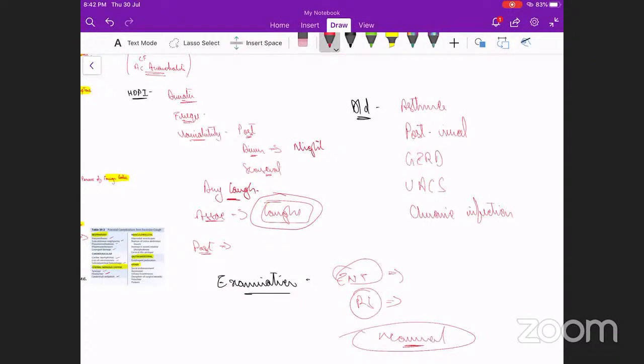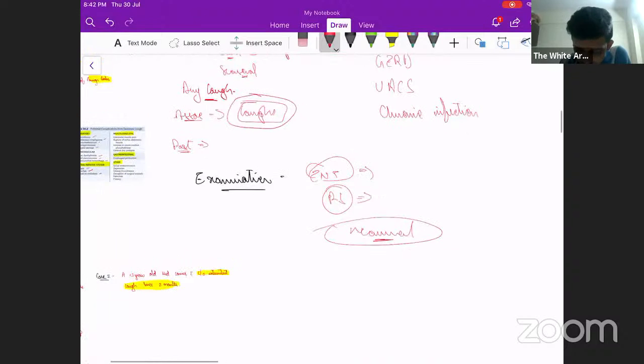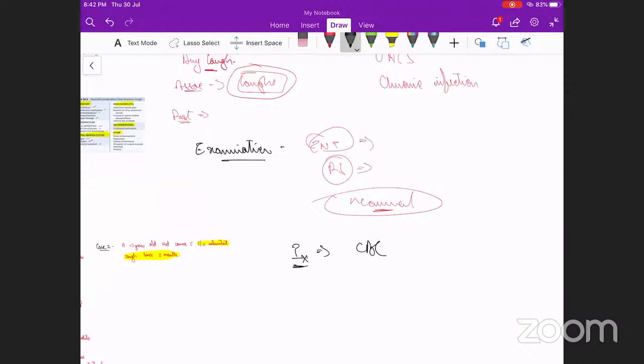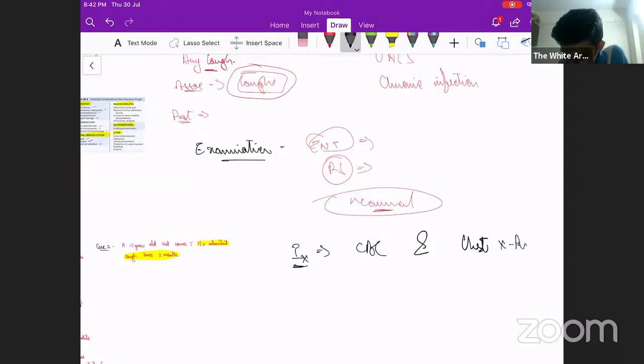Sir, we'll investigate, we'll take a chest X-ray. Next, you'll go for investigation. Two basic investigations for any chronic cough: one is CBC, and one is chest X-ray if you want to. These are the basic baseline investigations you'll go for. Chest X-ray not in every case. If you're suspecting something like an LRTI, you'll go for a chest X-ray. If it's a URTI, then no need.